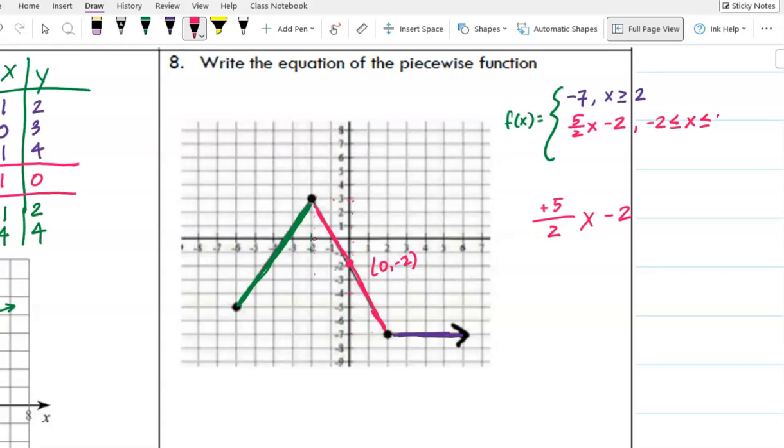And remember, Viraj talked about the fact that this is continuous and the outputs are going to be the same regardless of which function you use, because the overlap happens at the same point. So you can actually put an equal sign on x is greater than or equal to 2 for the purple and the pink function, okay? Because the output's going to be the same. It's not going to make it not a function. It's going to have the same outputs, and both of the outputs on their overlap at 2 is going to be -7.